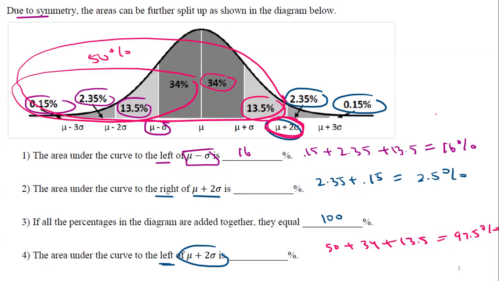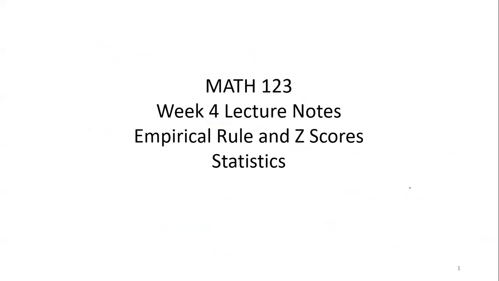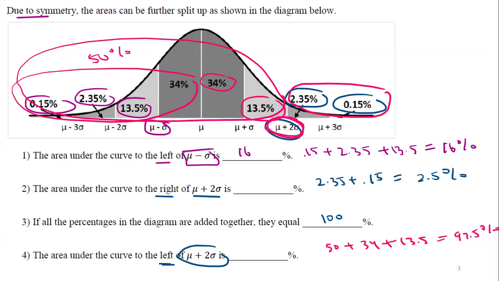So another way to figure this out, we already figured out that to the right of it was 2.5%. So what we can do is just do 100 minus 2.5, and that will also give us the area to the left of mu plus 2 sigma. So there are a lot of ways of getting the same answer.